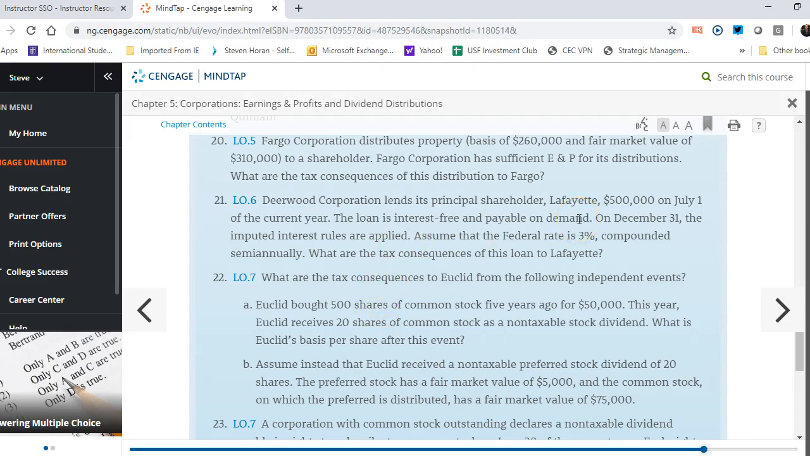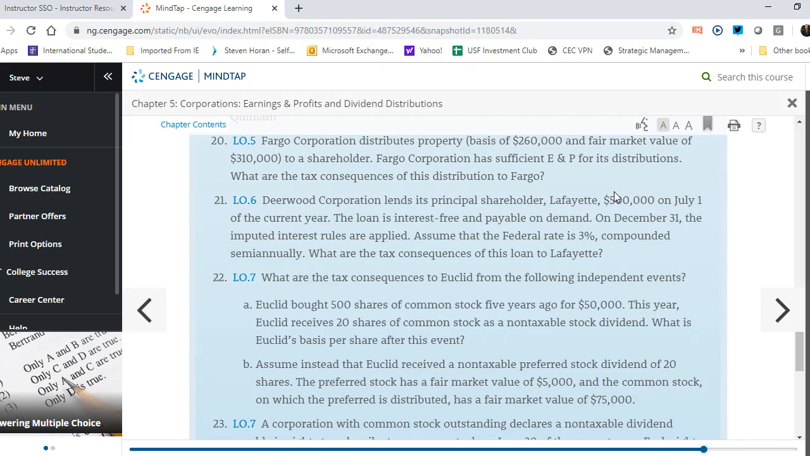So a portion of the chapter talks about constructive dividends. And basically the IRS is kind of on the lookout for ways that companies pay a quote-unquote dividend to shareholders that the company does not treat as a dividend. So in essence here, the company has given its principal shareholder, Lafayette, who by principal shareholder meaning he owns a majority share of the company, a $500,000 loan.